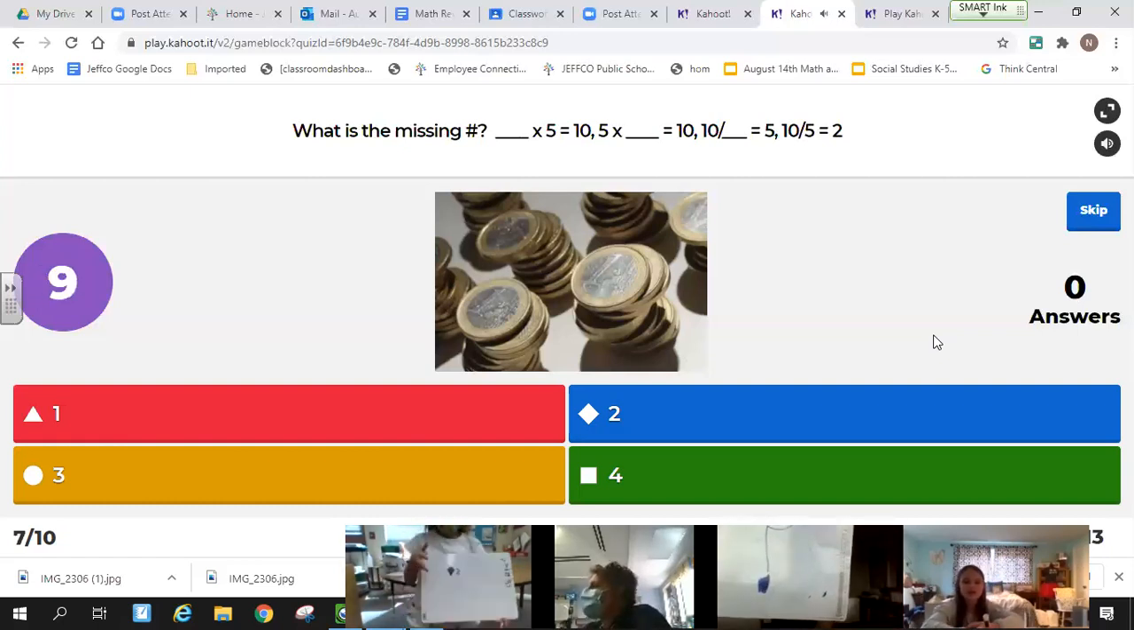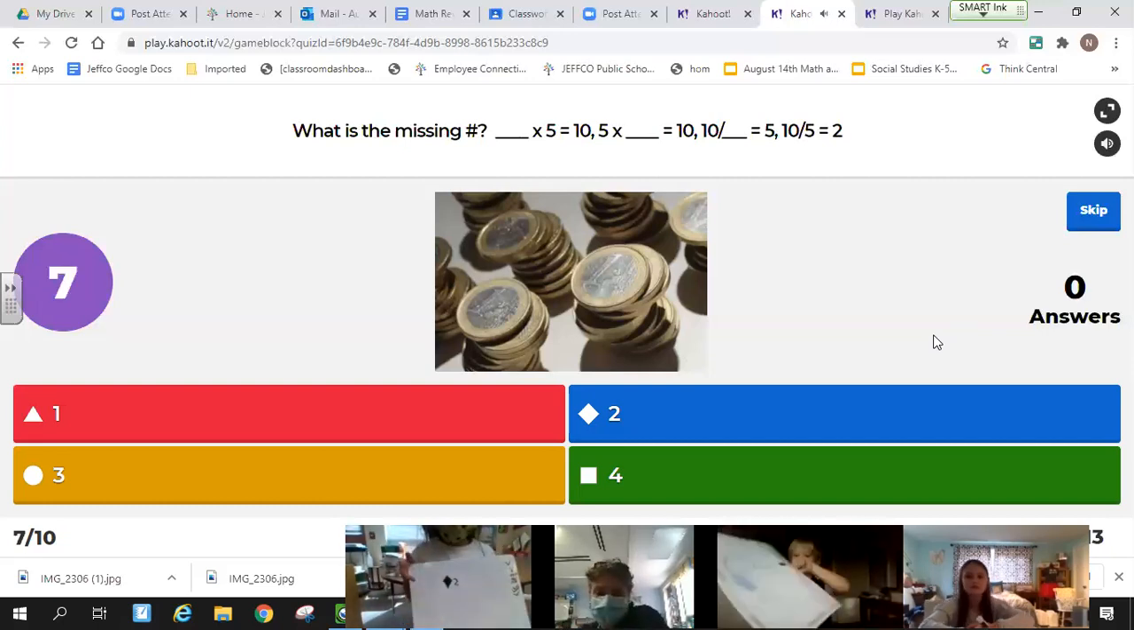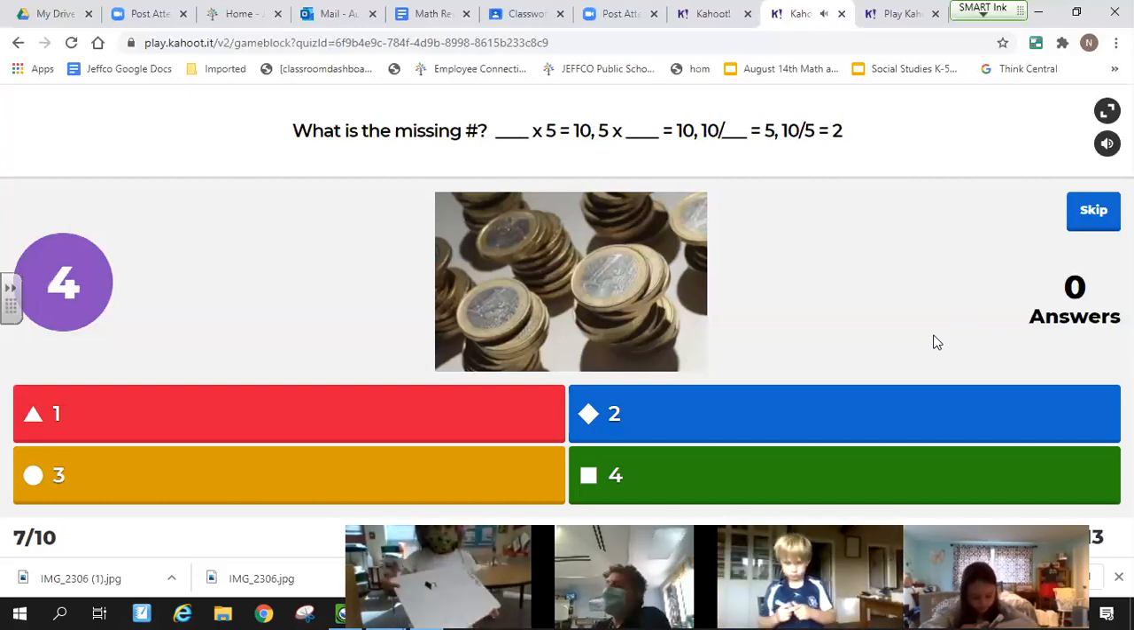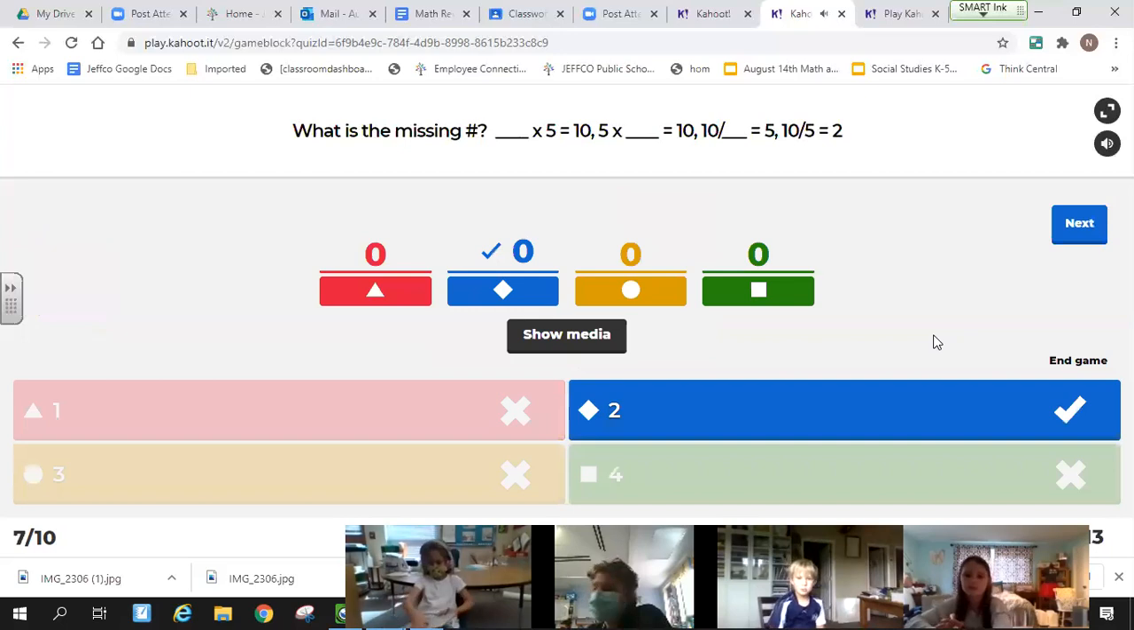Robert's got a big question mark. He's not sure. Okay, think about fact families. Katie's got it too. Good job, Katie. Clara, you should have gotten 2. I even gave it. That's funny. All right, I feel better about it.